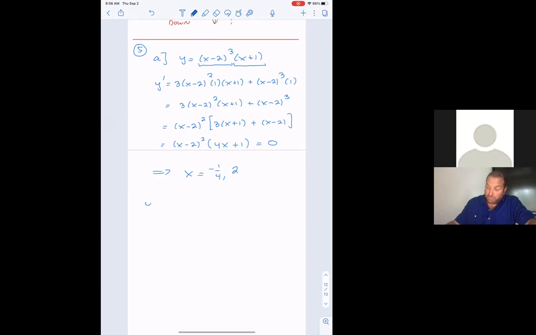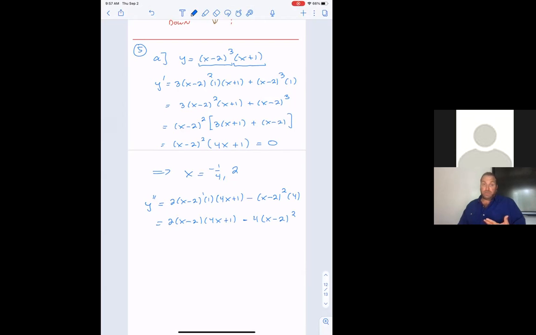Let's take the second derivative and go back to, this one here is probably the best form to take the second derivative from. It's certainly very simple. So the derivative of the first, 2(x minus 2) to the 1 times the derivative of the inside times the second untouched, minus the first untouched times the derivative of the second. This gives us 2(x minus 2)(4x plus 1) minus 4(x minus 2) squared. You could simplify this, and I personally would simplify it. And you know what? I'm going to do it anyways because I'm going to need it for the next part.